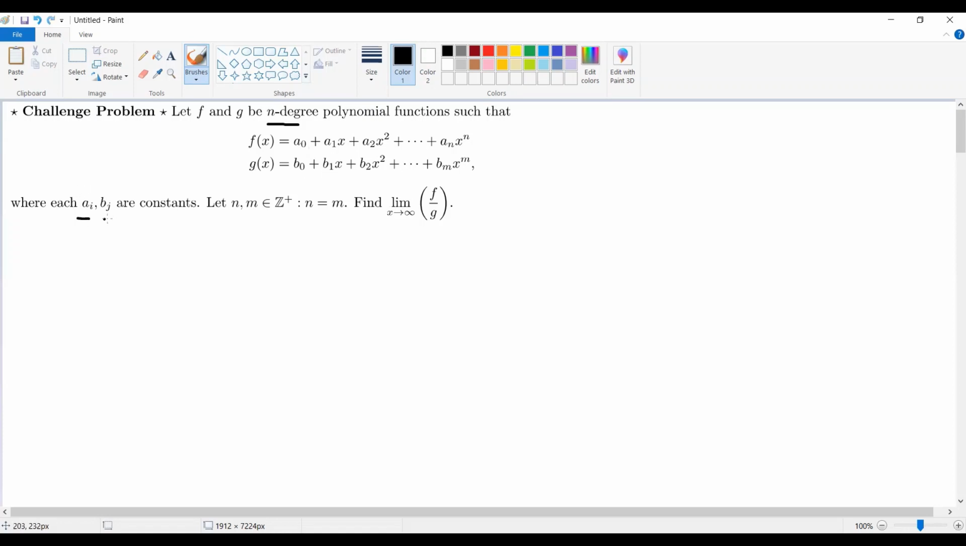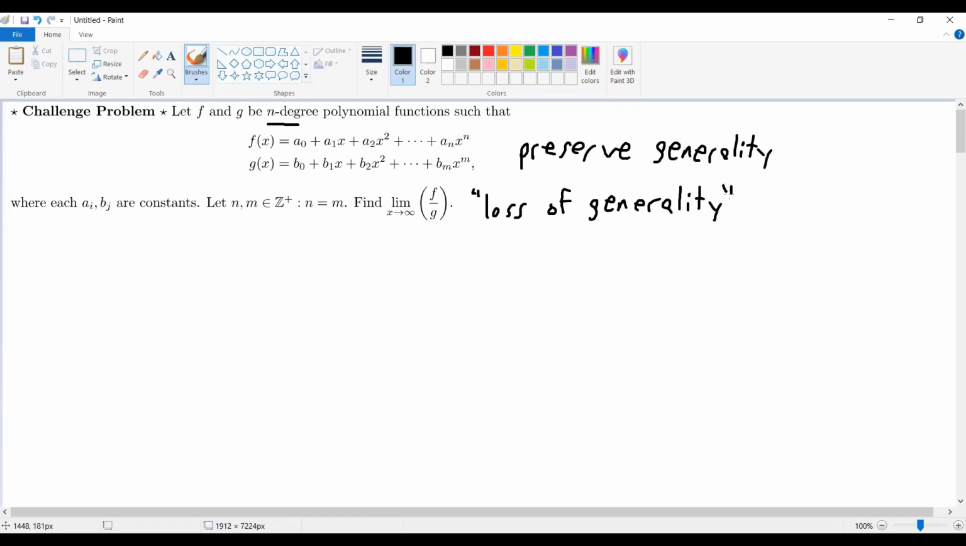We've got that a sub i and the b sub j, essentially describing the families of all of these constants to distinguish between two functions. So we have two distinct functions. Each of them are polynomials. They've got their own different coefficients and such. This is going to do something we call preserve generality. And in some textbooks, you'll see there's always mention of doing certain things in a problem or in a solution to prevent something we call loss of generality. So that's a little bit of a tidbit there.